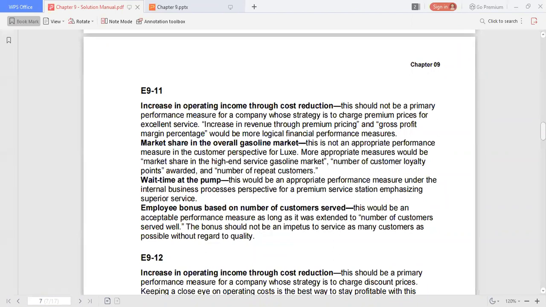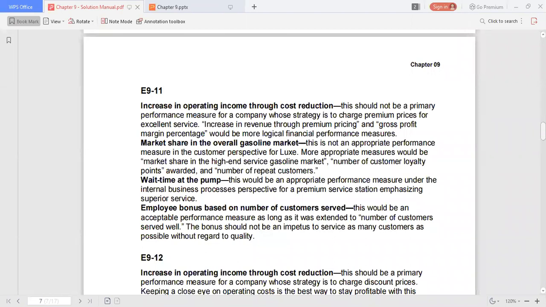This should not be a primary performance measure for a company whose strategy is to charge premium prices for excellent service. Increase in revenue through premium pricing and gross profit margin percentage would be more logical financial performance measures. So it's more of just shifting the terms: not increase in operating income but increase in revenue through premium pricing and gross profit margin percentage.